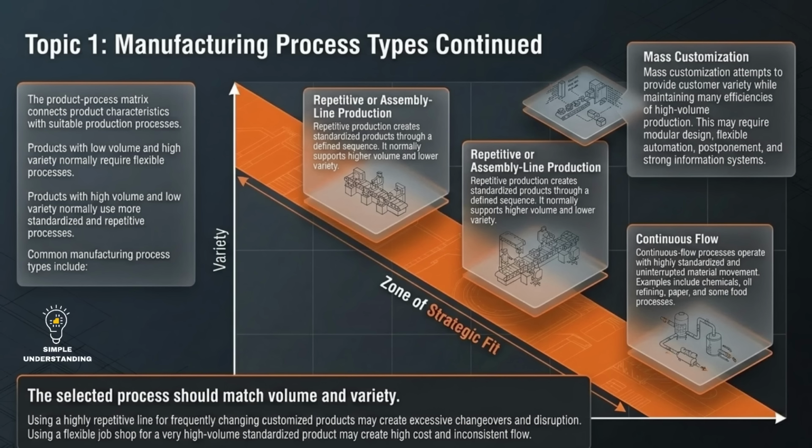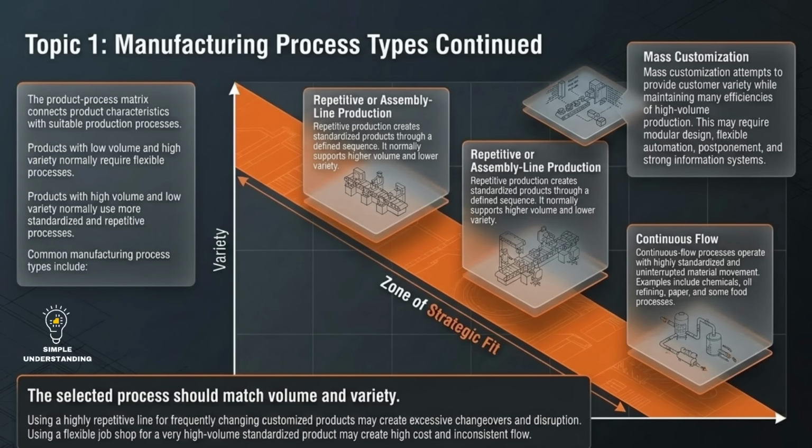Continuous flow processes. Continuous flow processes operate with highly standardized and uninterrupted material movement. Examples include chemicals, oil refining, paper, and some food processes. Mass customization. Mass customization attempts to provide customer variety while maintaining many efficiencies of high-volume production. This may require modular design, flexible automation, postponement, and strong information systems.